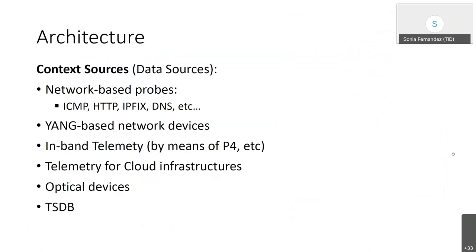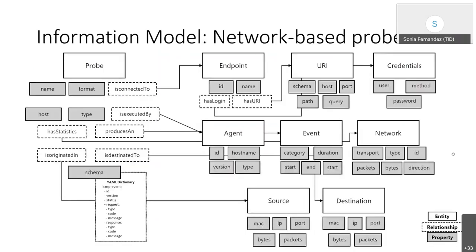Here you can see some of the data sources we have already identified in the project that we are working on. Some of them are network-based probes, such as an ICMP probe, HTTP, DNS, IPFIX, and so on. We are also considering devices that already define the information through a YANG model, and, for example, data allocated in some time series database.